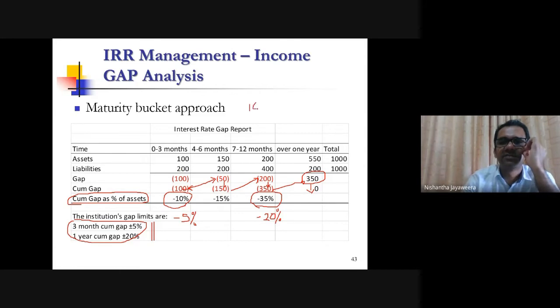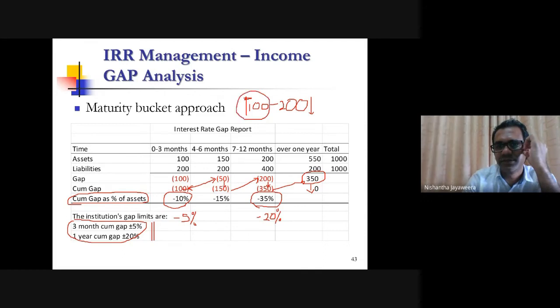The answer has come like 100 minus 200. How do you narrow this gap? Either you have to increase this side or decrease this side, or you do both. Manage the balance sheet from the asset side or the liability side, or as a combination, what we discussed last week. Can you remember? We discussed in liquidity management, you can manage it through asset side or liability side, or as a combination. So here you can do a combination of that, because it is not easy to switch.